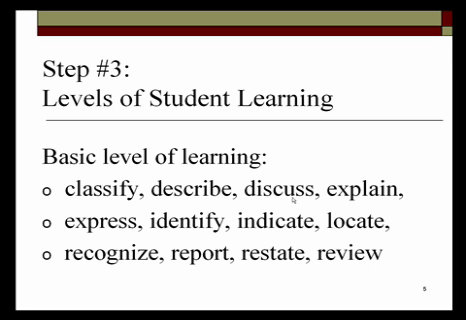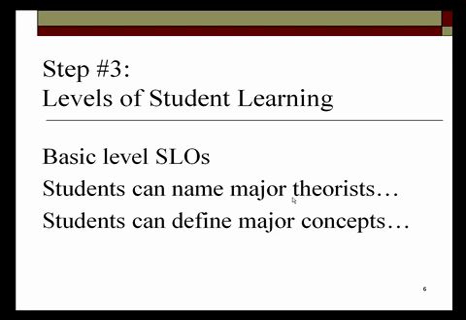Another way to phrase SLOs at the basic level is that students will classify, discuss, explain, or restate facts or concepts. So when we say that students will be able to name the major theorists in the history of sociology, or students will be able to define the major concepts in current sociological thinking, we are expecting a basic level of learning. Yes.